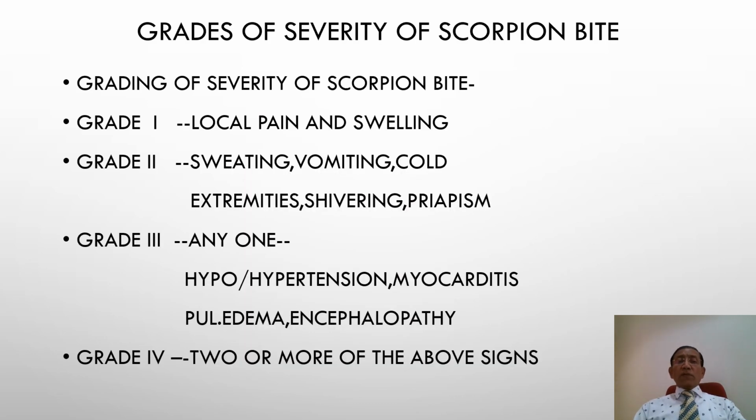There are four grades of scorpion bite. One, if there is just local pain or swelling. Second, if there is sweating, vomiting, cold extremities, shivering, and priapism. Cold extremities, remember, is by far the commonest presentation. They absolutely present with cold and clammy extremities. And the parent says that he was all right and playing in the bushes, and suddenly came running, crying, and suddenly became cold and clammy. Grade 3, any one of them: either hypotension or hypertension, myocarditis, pulmonary edema, or encephalopathy. And grade 4 is two or more of the above signs.